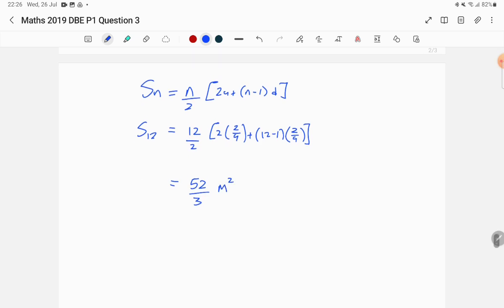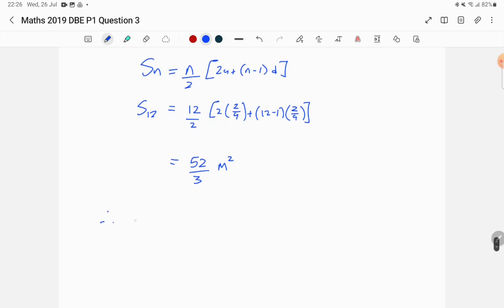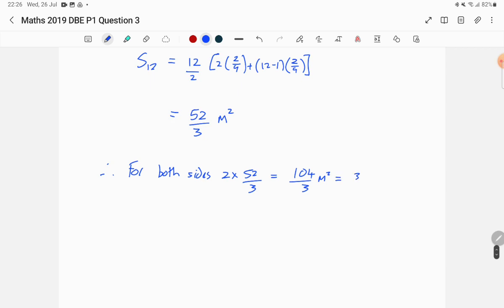Since it has to be for both sides, for both sides it is 2 times 52 over 3, which is 104 over 3 meters squared. If you convert this into a decimal, it is 34.67 meters squared. There are alternative approaches where you could have looked at the T_n formula and worked in different ways, but ideally this is the easiest way to get to your solution.